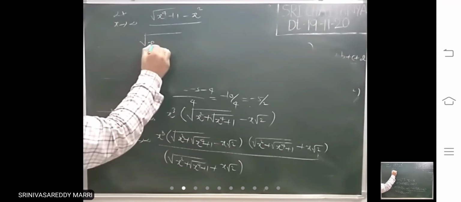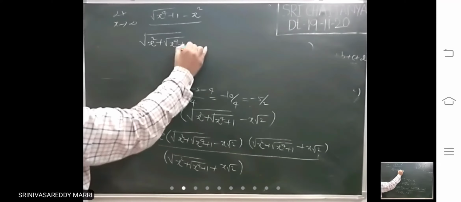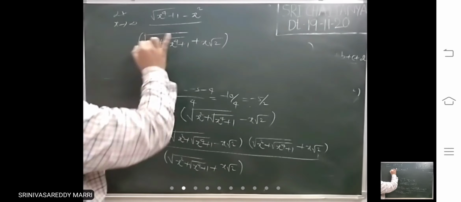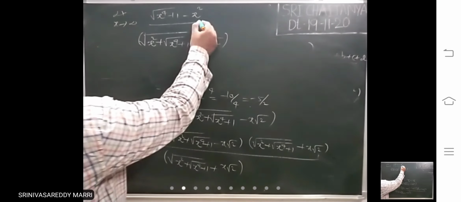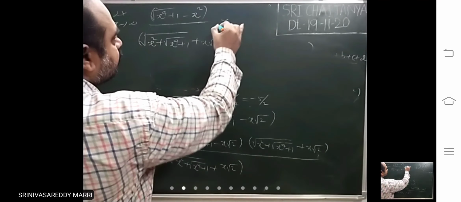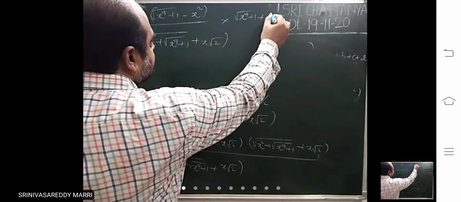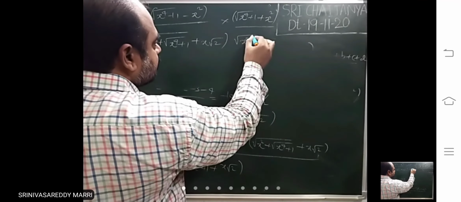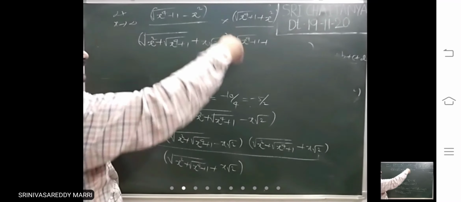root of x square plus root of x power 4 plus 1. I got this one. So now again minus is there. Again I am rationalizing. Look at, again I am multiplying this with plus. Until I get the root cleared in the denominator, I keep on rationalizing.